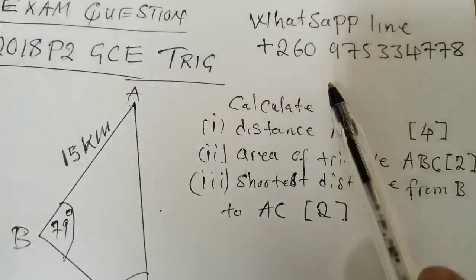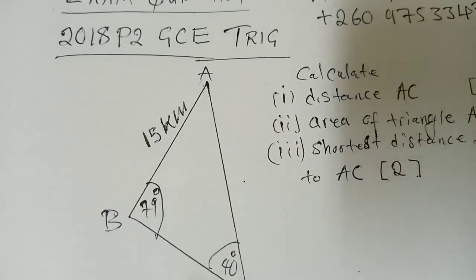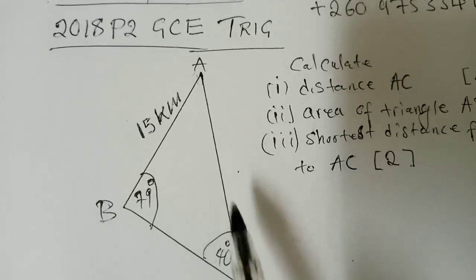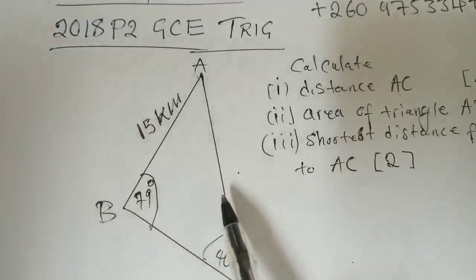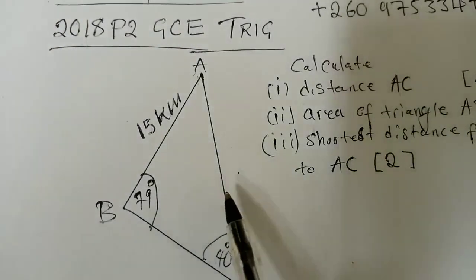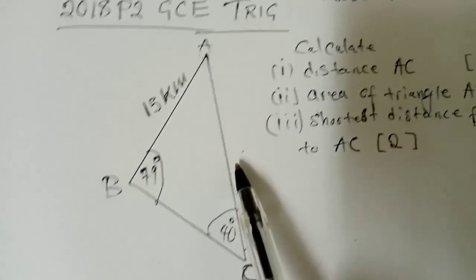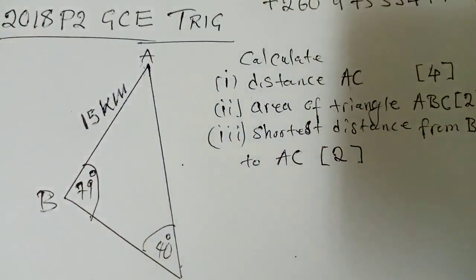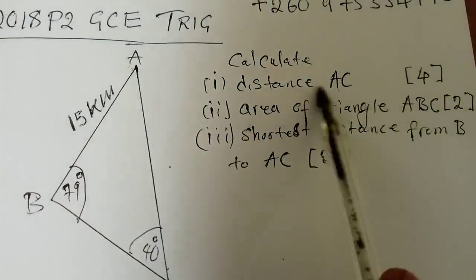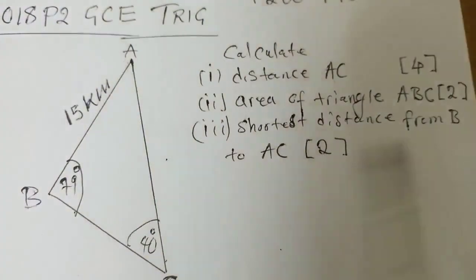So this question, I got it from a past paper, 2018, for the GCEs. It is on 1st August 2018 for the GCE paper 2. And they are asking us to calculate the distance AC, the area of a triangle, the shortest distance.